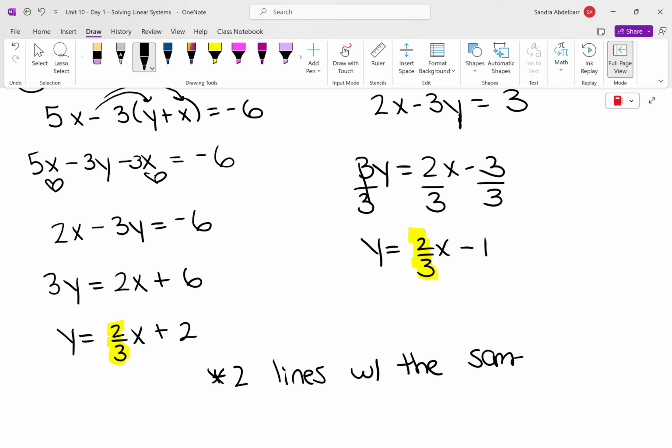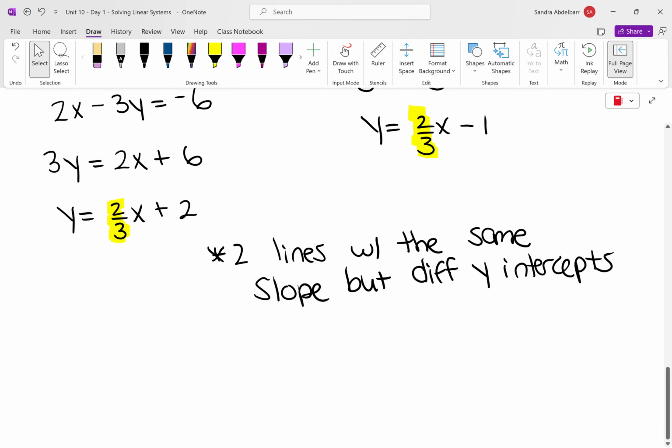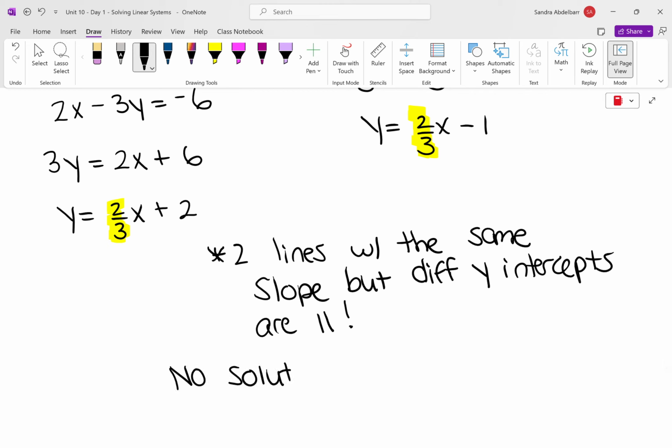Write this. Two lines with the same slope. What if they have the same slope and the same y-intercept? Then they're dependent, exactly. Two lines with the same slope but different y-intercepts are parallel. So this is a no solution.